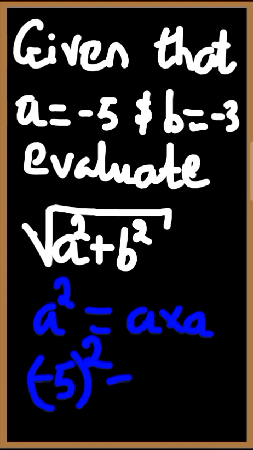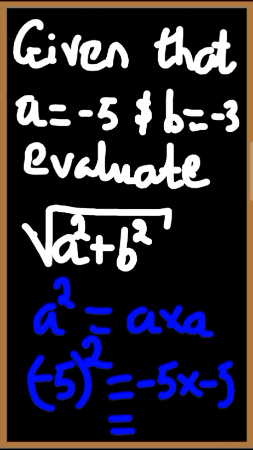This is simply equal to, that means you take -5 times -5. We are multiplying two negative numbers. The result is positive, and this gives us 25 for a squared. Next, let's find b squared.